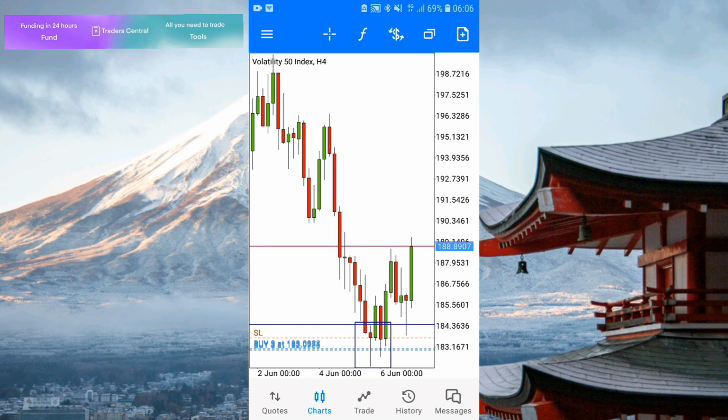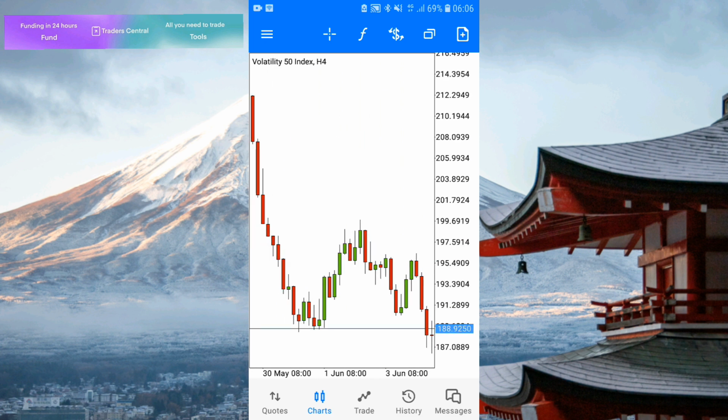Although you have to know that not all pin bars are valid, some of them or most of them are fake. And in order to know the real pin bar from a fake one, you have to make sure that the pin bar that you'll be looking to trade, its wick should go below the most recent price action. If it does that, then friend, that pin bar is real.